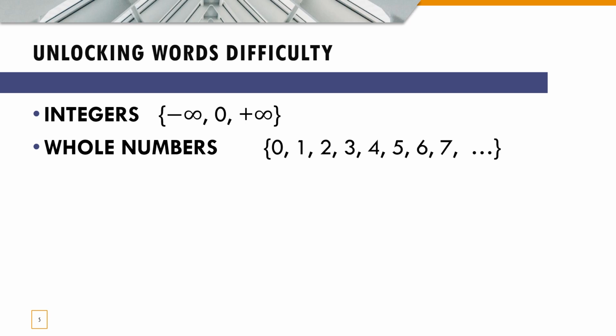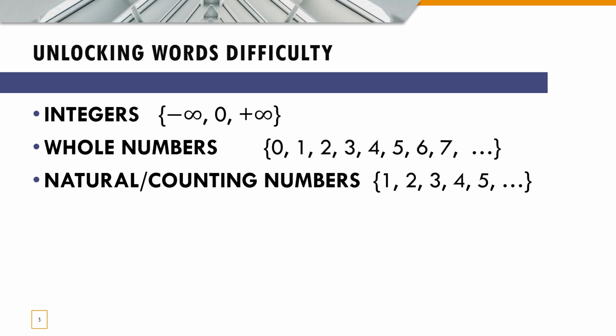Whole numbers. So whole numbers start with 0 and are a set of counting numbers. So 0, 1, 2, 3, 4, 5, 6, 7, and so on. Next, the natural or counting numbers. From the word counting. So kung babilang tayo, saan ba tayo magsisimula? Of course, we start with 1. So the set of counting numbers, we have 1, 2, 3, 4, 5, and so on.